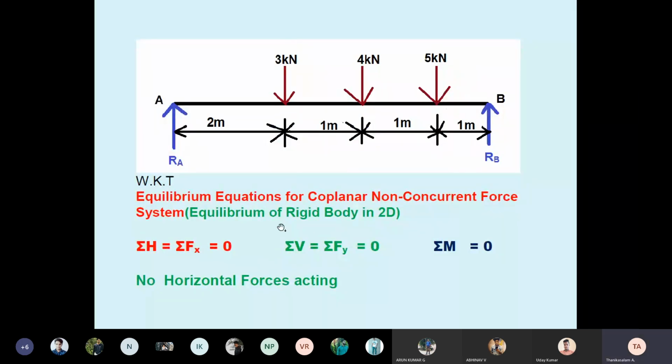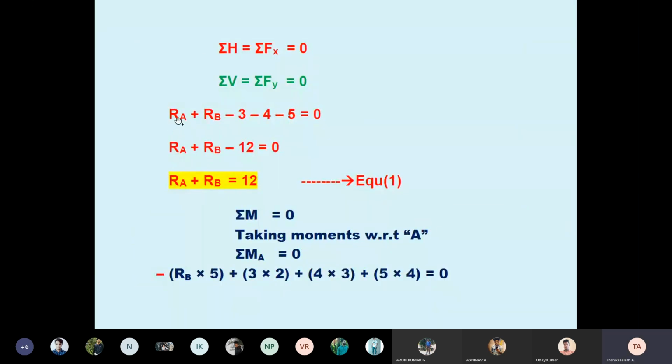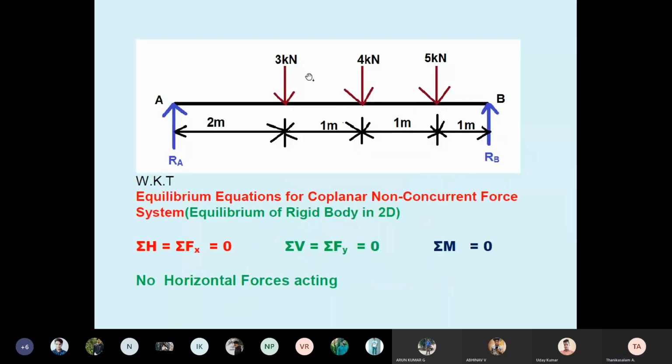The 3 is in the vertical downward direction. Downward means minus y, students. Therefore, minus 3, minus 4, minus 5. RA and RB go in the plus y direction. The 3 is in the minus direction, vertical downward, that is the minus y direction. The 4 is also minus y direction, and the 5 kilonewton is also vertical downward, minus y direction.